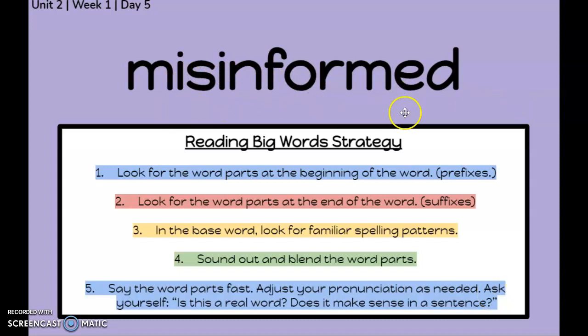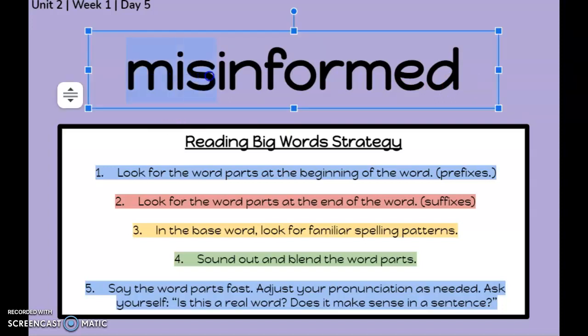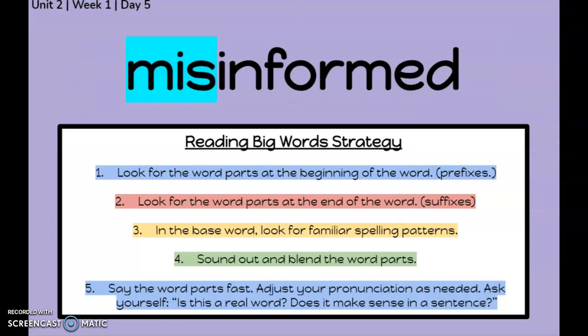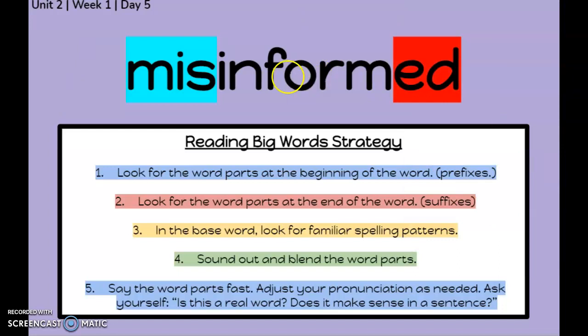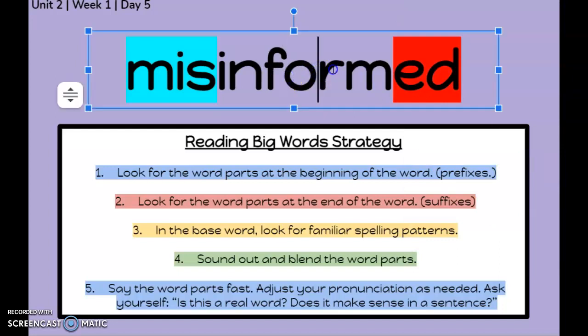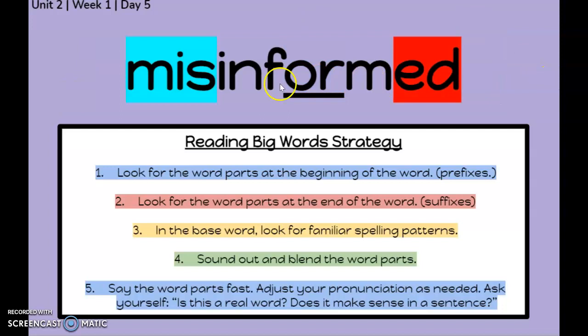Misinformed. Well, I know at the beginning of the word, I see the prefix mis. I'm going to highlight that in blue. Mis. Misinformed. I also know that ed is a suffix, or the ending part of a word. And my or is my R-controlled vowel sound. So I'm going to underline that.